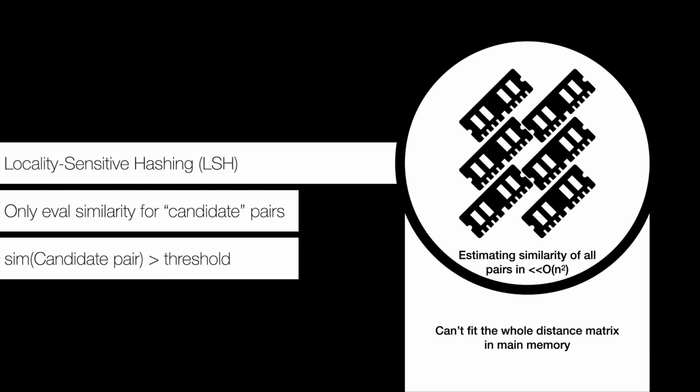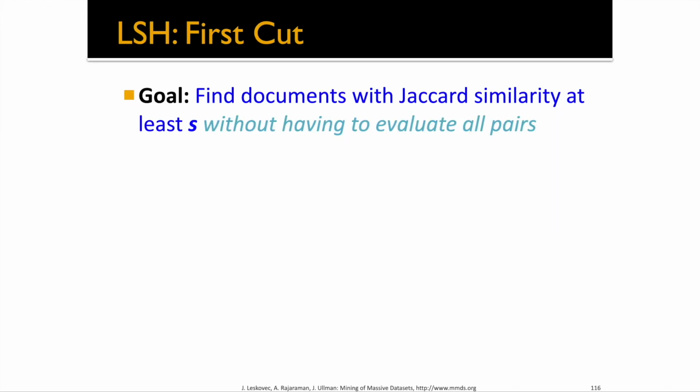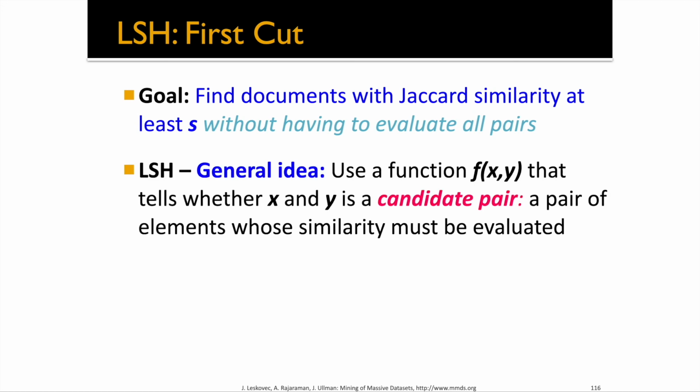So recall the goal here is to deal with this problem where we can't store the entire distance matrix in main memory. So what we want to do is only have to look at pairs of documents where their similarity is at least above some threshold. Crucially, we want to avoid having to evaluate similarity for all pairs of things. So for locality-sensitive hashing, the idea is to create some new function that tells us whether these two documents should be evaluated as a candidate pair. They are a candidate for being similar. So this function gives us a 1 if we should evaluate these two, or if there's a high likelihood that these two documents are similar, and a 0 otherwise.